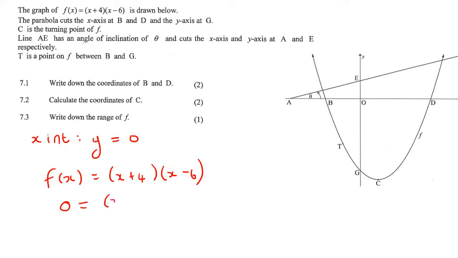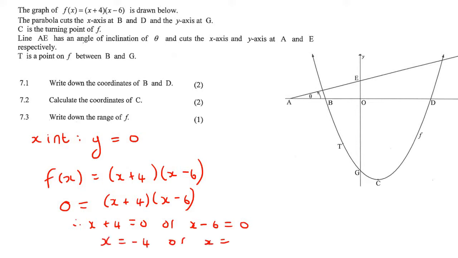We can make y equal to 0. And then we can simply say, therefore, x plus 4 must be 0, or x minus 6 would be 0. So x is equal to minus 4, or x is equal to 6. Now, when you give those coordinates, you'll tell them that B is minus 4, but don't just say minus 4, say minus 4 and 0, and then tell them that D is 6 and 0.